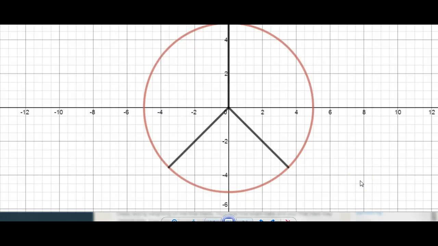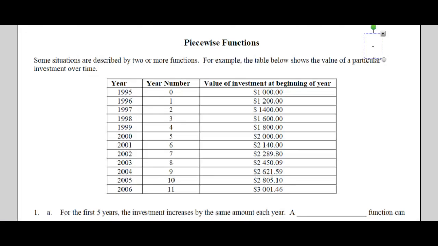Okay, piecewise functions. Some situations are described by two or more functions. For example, the table below shows the value of a particular investment over time. So, what's happening with this investment? At least initially. Chose wisely, yeah.